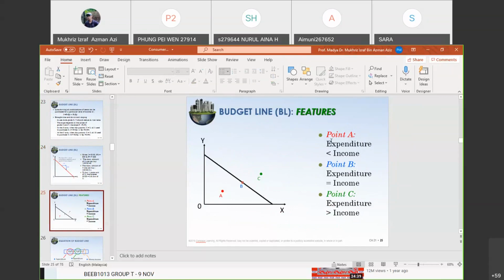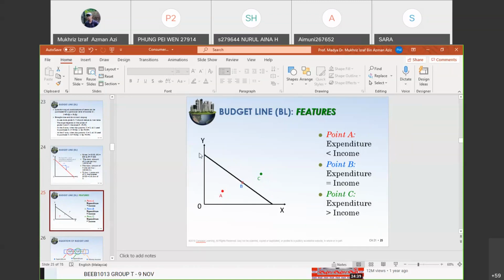For example, point A means you are not spending all of your money. Let's say you have 10 ringgit, maybe you only spend 3 ringgit and put 7 ringgit aside as savings. But the one that you want to focus on is the one on the budget line. Budget line means you spend all of your income on some of good X and some of good Y. C is not attainable, meaning you cannot achieve point C because your expenditure is more than your income. So A is you spend less than your income.